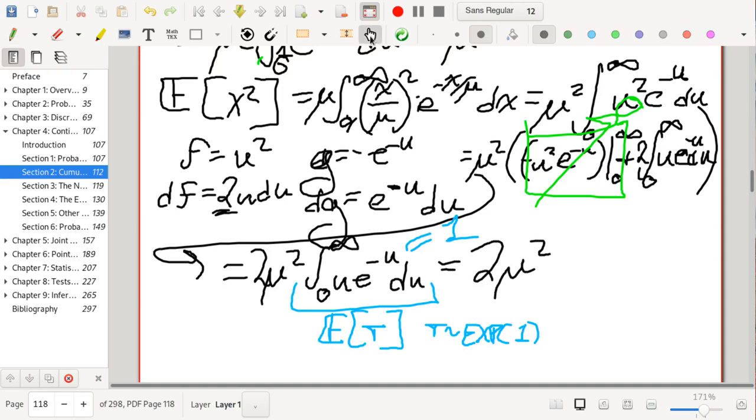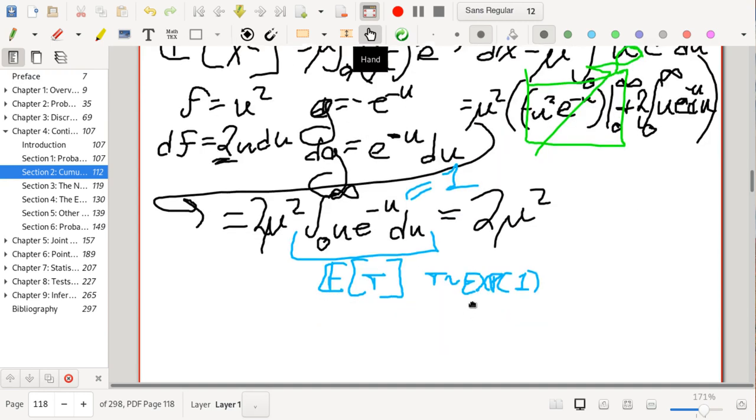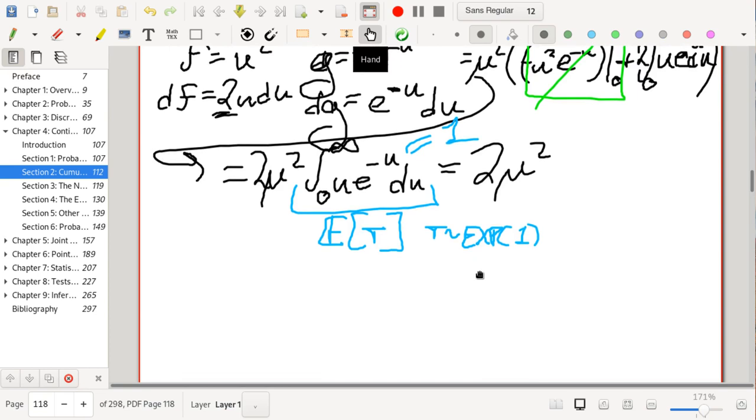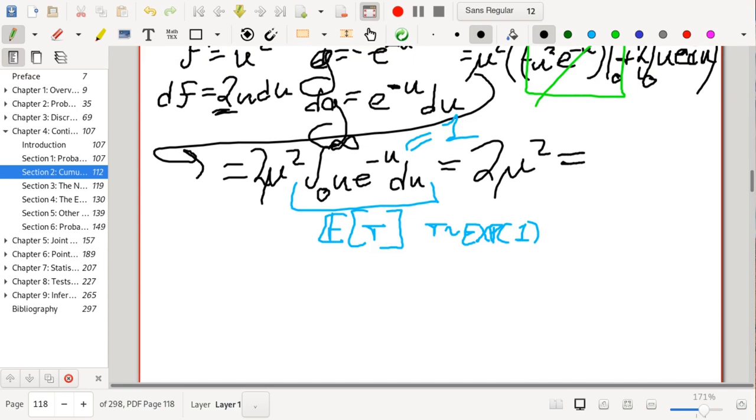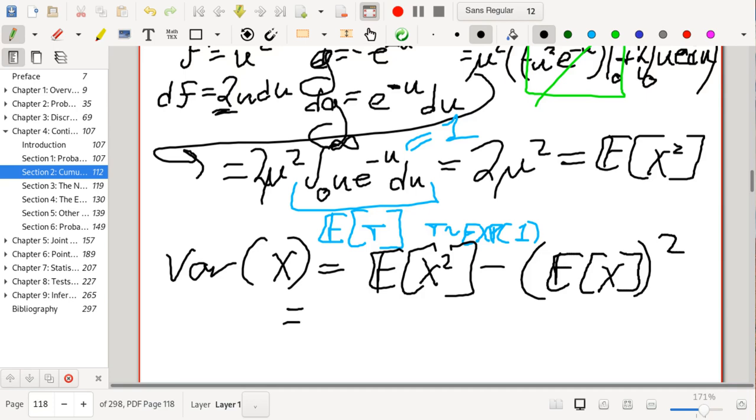All right, so in the end, just as a reminder, this whole calculation was the expected value of x squared. Okay, so then we compute the variance. The variance of x is equal to the expected value of x squared minus the mean of x squared, which is equal to 2 mu squared minus mu squared, which is equal to mu squared. Oh, how lovely. So that means that the expected value of an exponential random variable is mu. Its variance is mu squared, so its standard deviation is also mu.